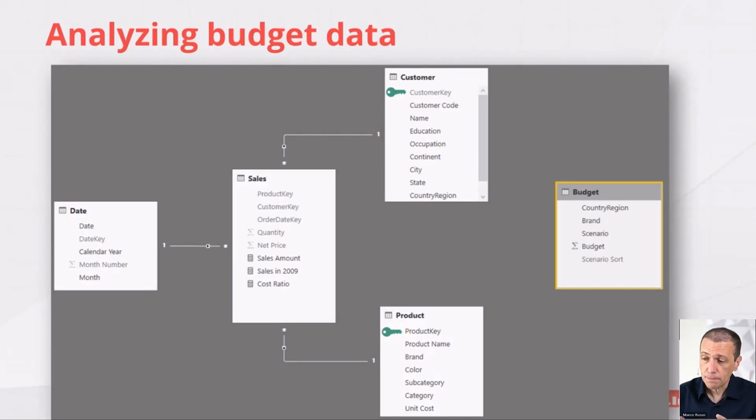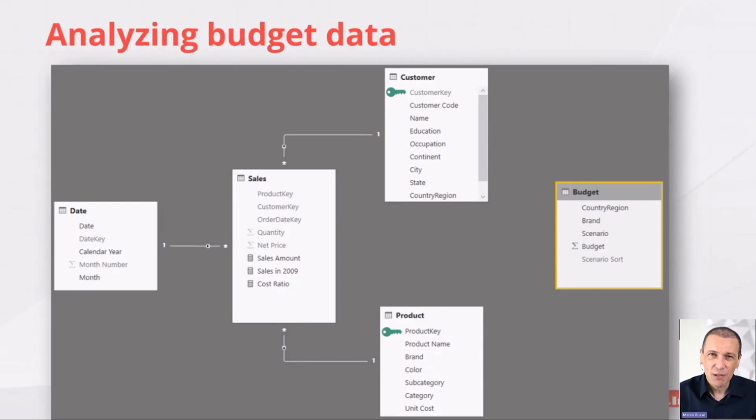For example, the tables you see on the left: date, sales, customer, product. These tables are the classic tables of a Contoso database, a company that sells products to customers online, on a website, all around the world. So every transaction, we know the customer, we know the shipment address, we know the product, we know the date, we know everything. And the granularity of the sales table is by product, customer, and date.